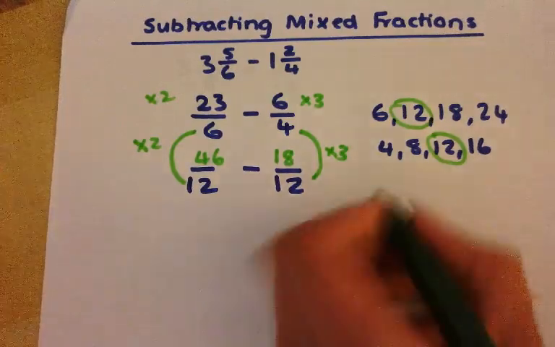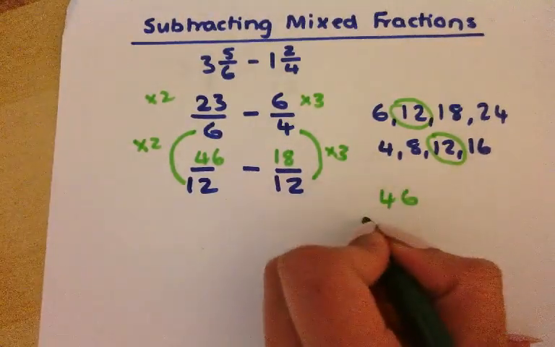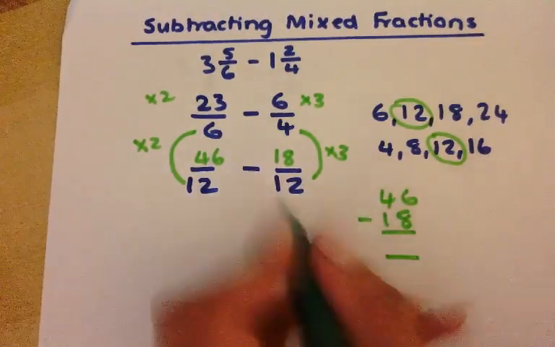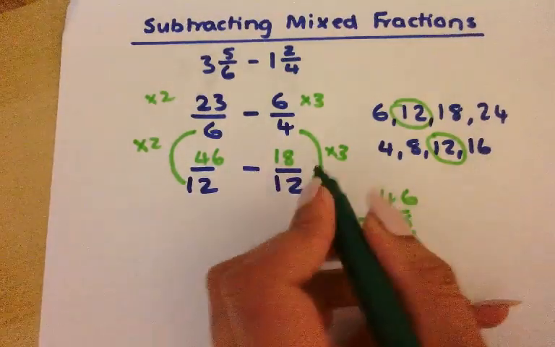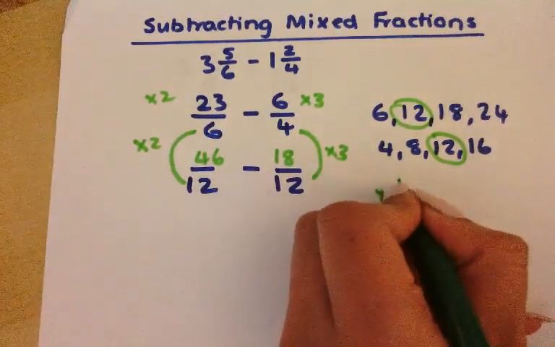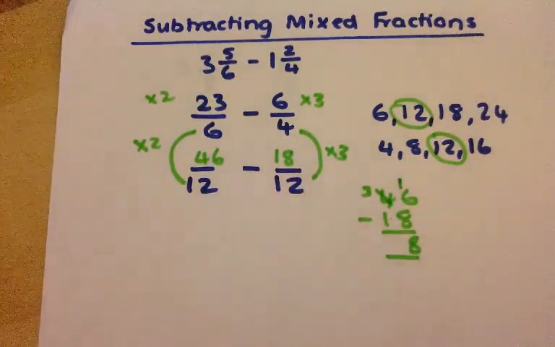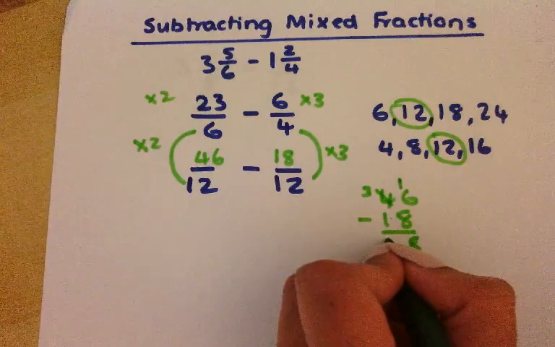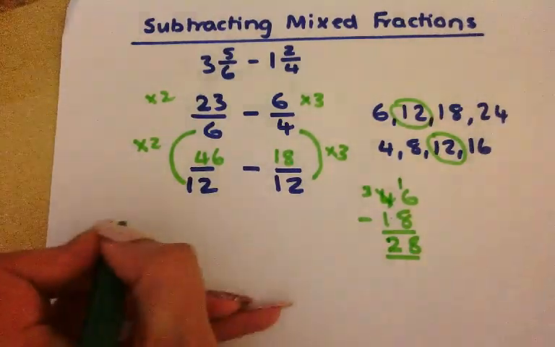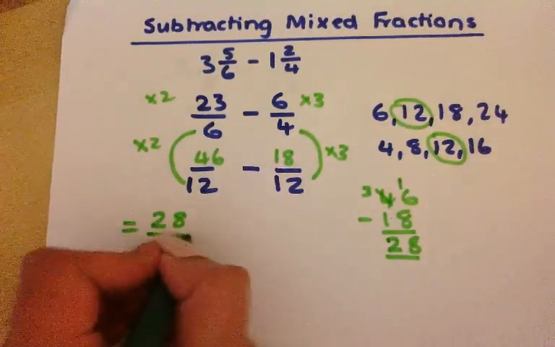And then I'm going to do a subtraction. 46, take away 18. I'm going to take 1 from the 4. 16 minus 8 is 8. 3 minus 1 is 2. So that's going to be 28 over 12.